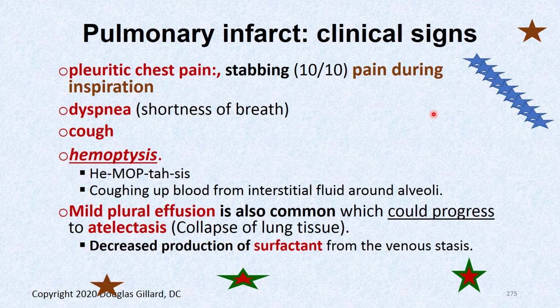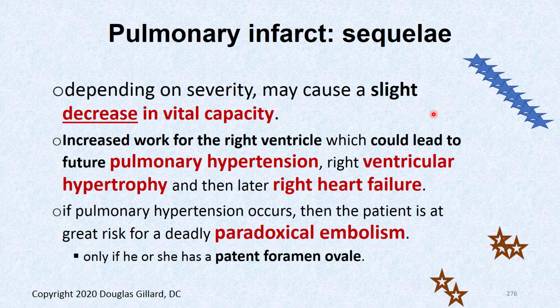So more clinical signs of an infarct: pleuritic chest pain, 10 out of 10, dyspnea, shortness of breath, cough, hemoptysis. Some of that arterial blood is backing up and spilling into the alveoli, so you're coughing it up. Mild pleural effusion is common around the lungs. Could progress to an atelectasis, but I don't think that's the norm. Decreases surfactant as well. And it depends on the severity, but there is a decrease in vital capacity if you've lost some of your lung tissue.